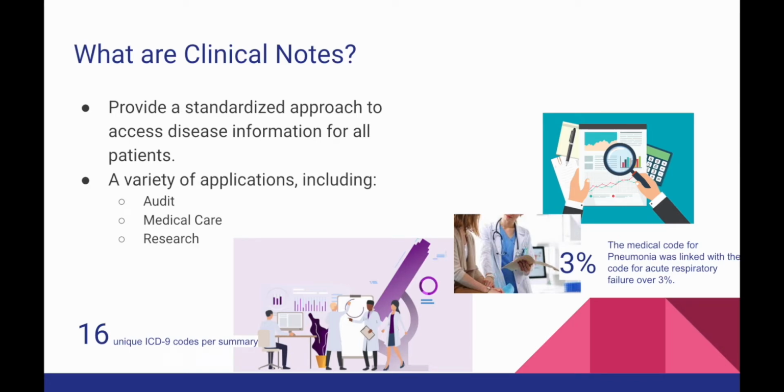On this slide, you can find two facts about medical codes. One, there are on average 16 unique ICD-9 codes per medical summary. ICD-9 is the standard system for diagnostic and procedures used in hospitals across the United States. Two, the medical code for pneumonia is linked with acute respiratory failure in over 3% of cases across a large database spanning 55,000 records.